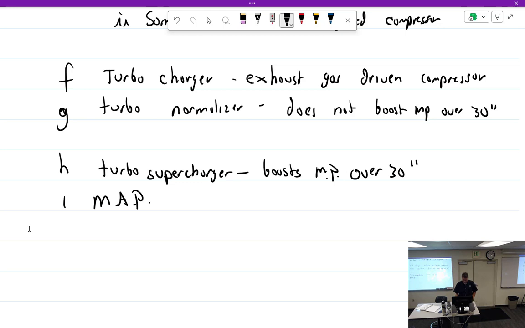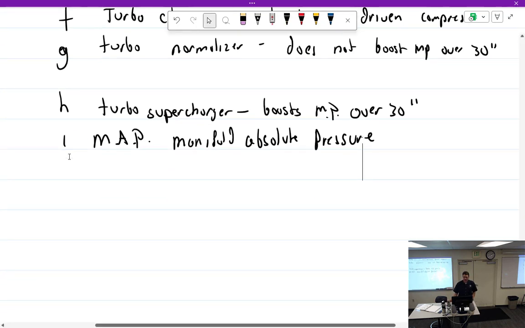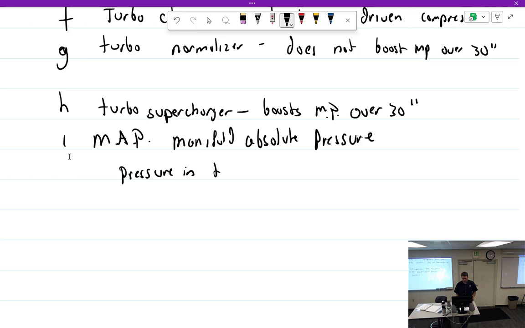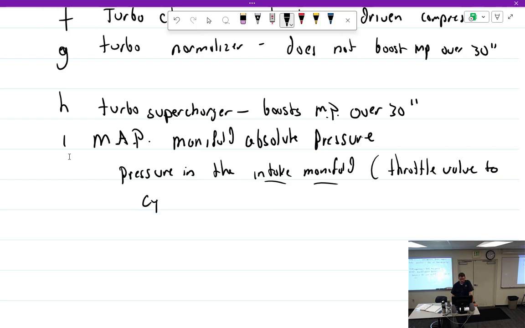MAP stands for manifold absolute pressure. That is the pressure in the intake system. So, pressure in the intake manifold. And that is defined as what? What's intake manifold? It's from where to where? It's from past the carburetor to the cylinder. Throttle valve to cylinder. Before the intake valve, up to and touching the intake valve, not past.